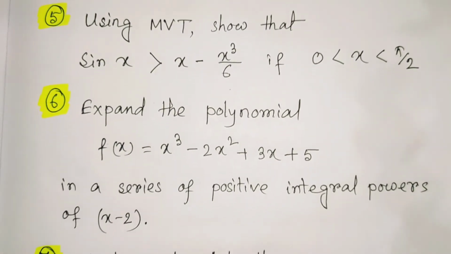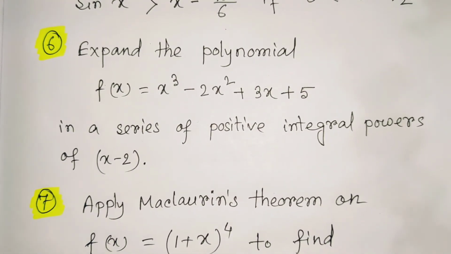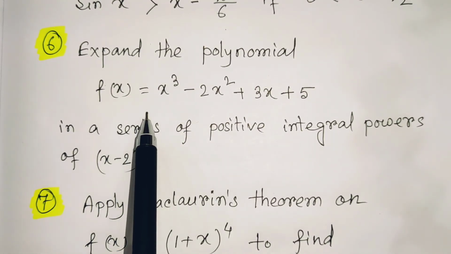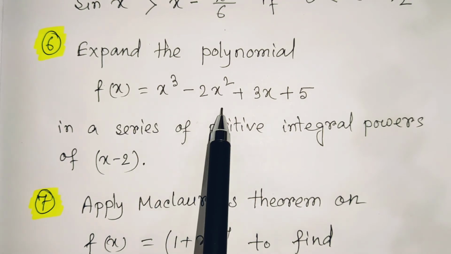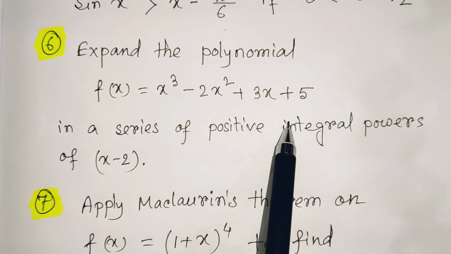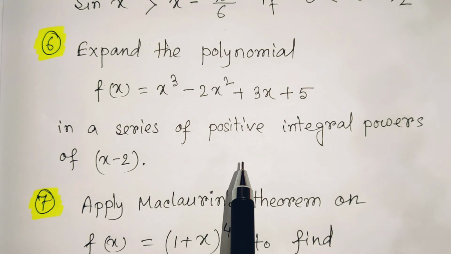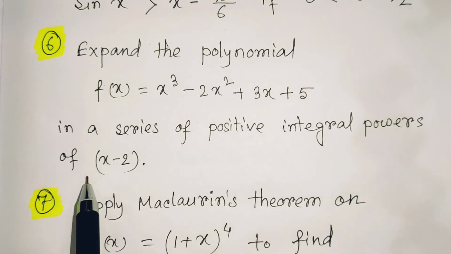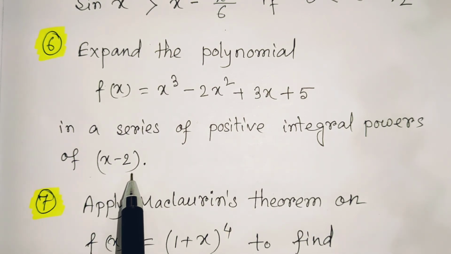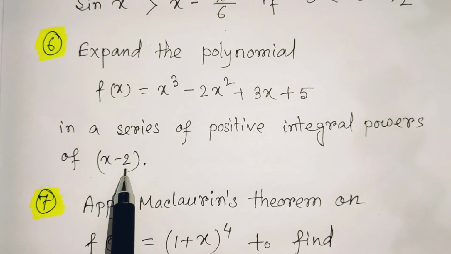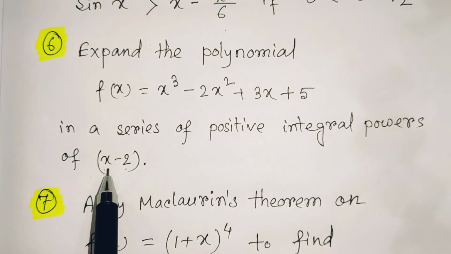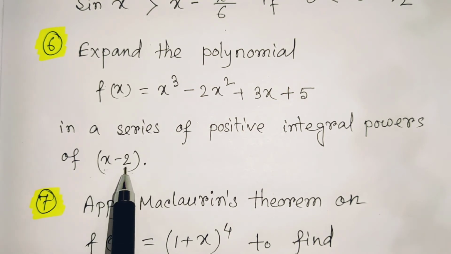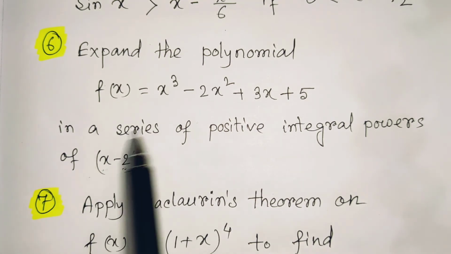One more question is there. The question is: expand the polynomial f(x) is equal to x cubed minus 2x squared plus 3x plus 5 in a series of positive integral powers of x minus 2. Remember, x minus 2 is here. So b you can say is x and a you can say is 2, so that you can progress.